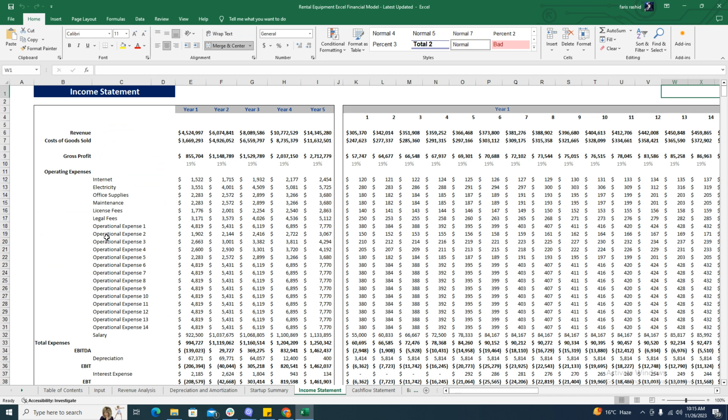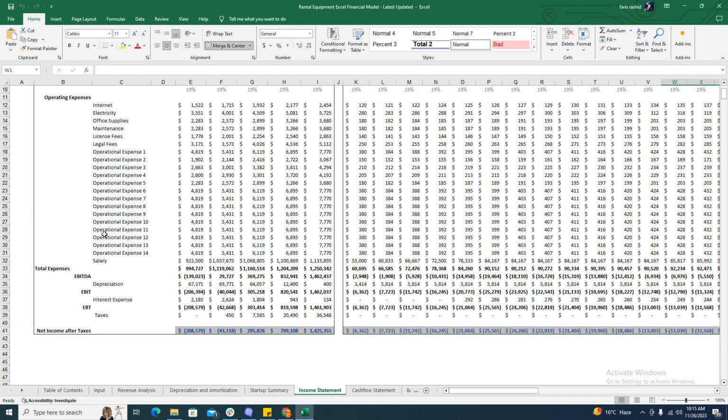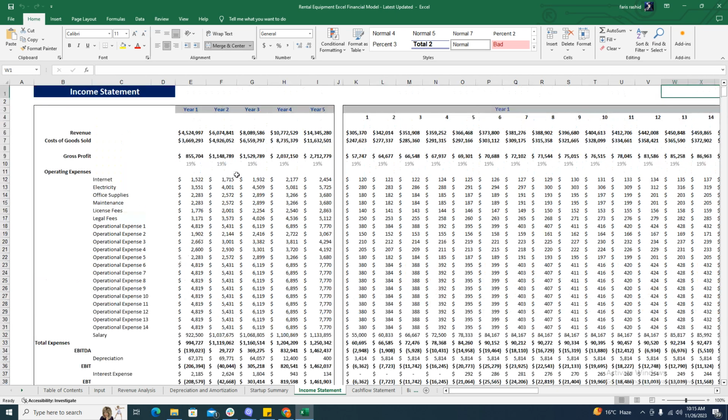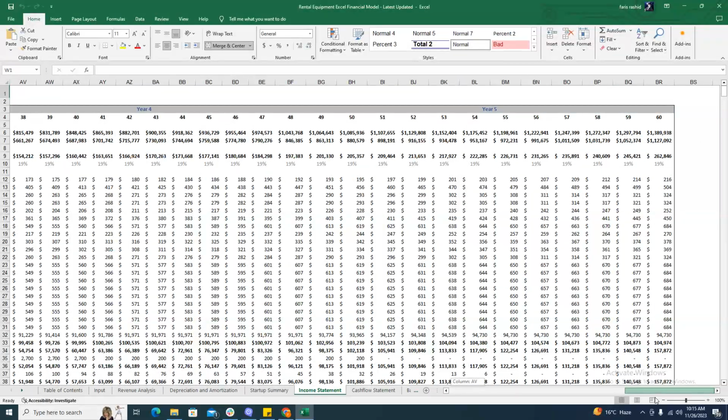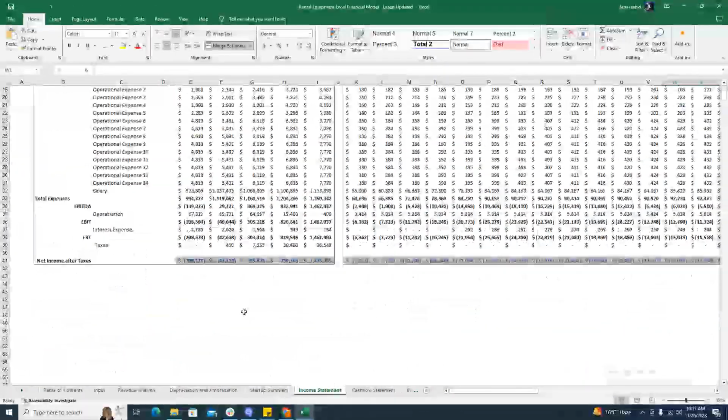Then comes the income statement. The income statement basically gives you the total net income generated by the business in the forecasted 5 years, as you can see over here. Or if we come towards this, it shows that it goes up to 60 months in monthly form.